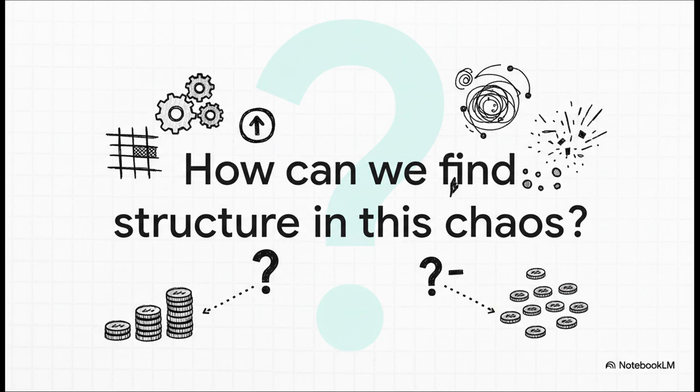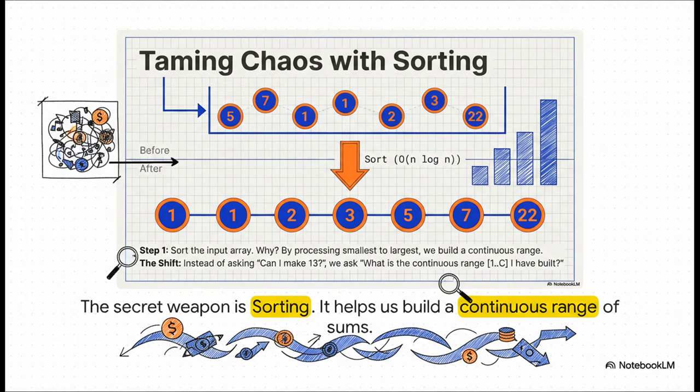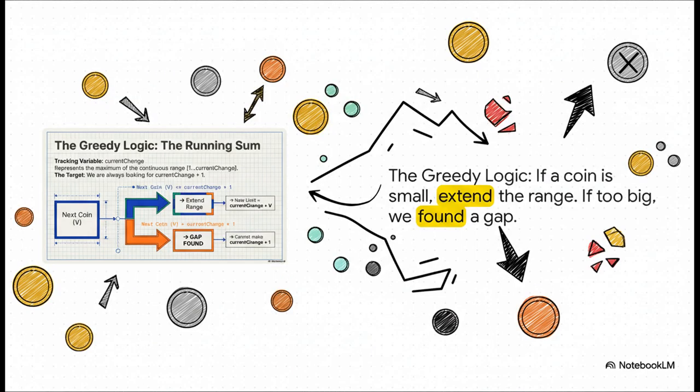So that brings us to the real question, right? Instead of just trying to muscle our way through this chaos, can we find some kind of structure? Is there a hidden pattern in here that could give us a shortcut? And the secret weapon is surprisingly simple. It's sorting. Just by arranging the coins from the smallest to the largest, we can completely reframe the problem. We stop asking, hey, can I make the number 13? And we start asking a much more powerful question. What's the continuous range of numbers I can currently make starting from 1? This, right here, is the heart of the whole greedy algorithm.